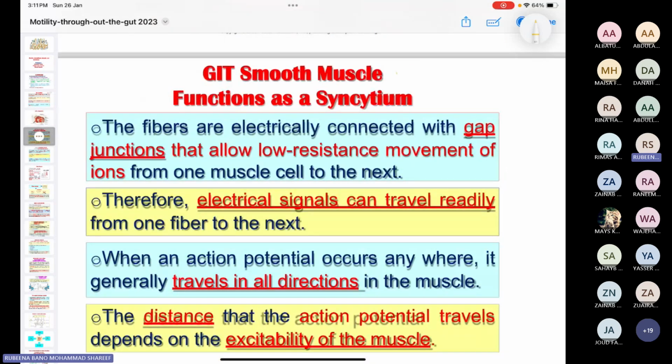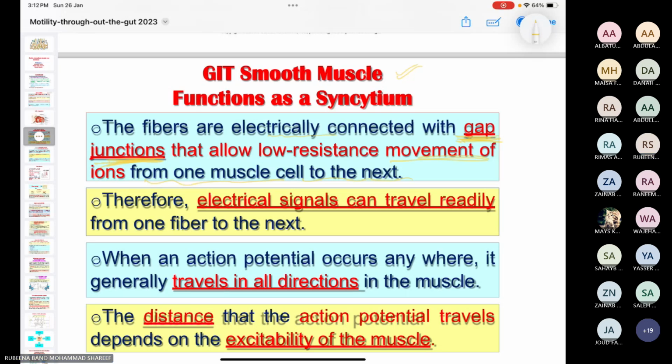About the GIT smooth muscle. GIT consists of smooth muscle, right? Like the heart, it also consists of smooth muscle. The fibers are electrically connected with gap junctions. Gap junctions. I hope that you all know what is gap junction, right? So movement of electrical signal will be fast because of the gap junction, right? So movement of ions from one muscle to the next will be low resistance and very fast. Okay.